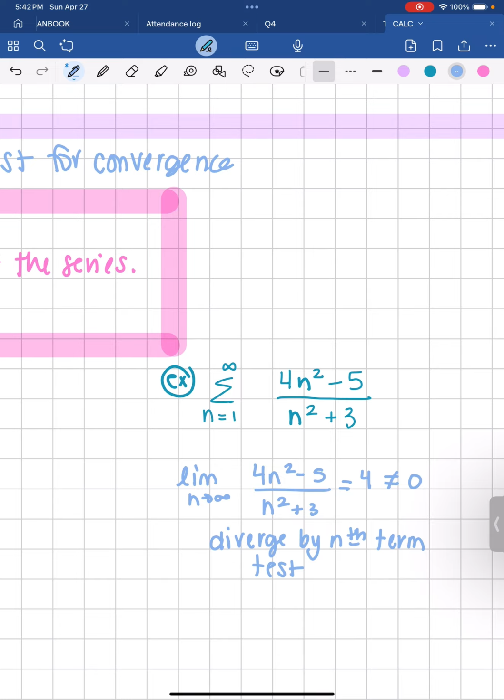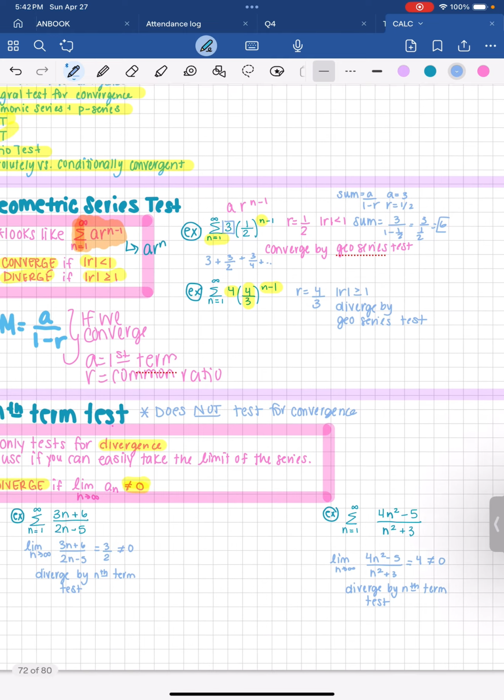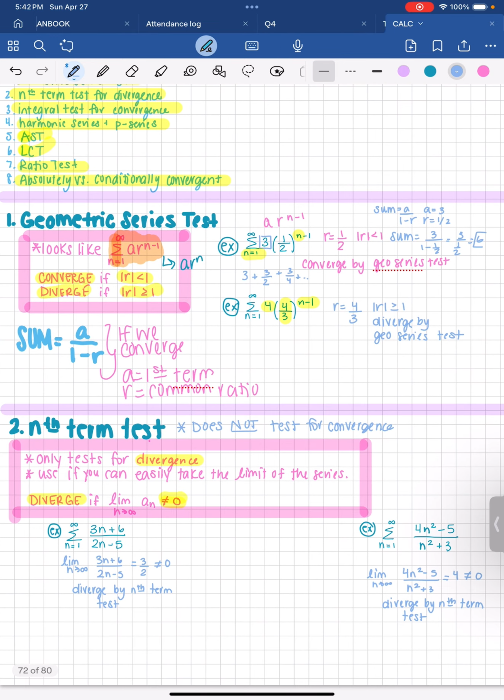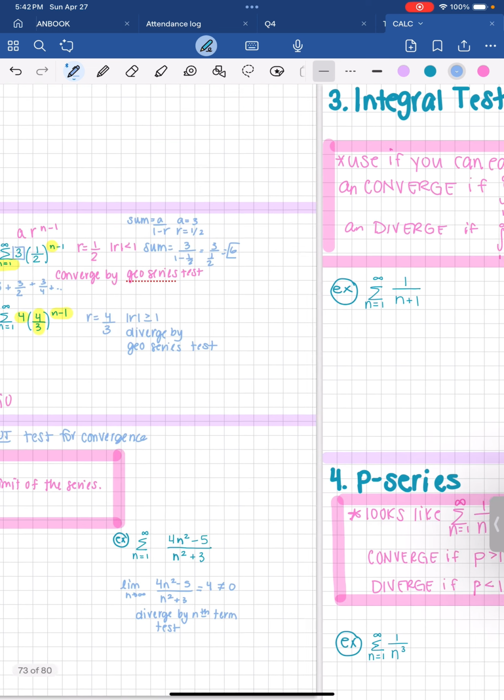Okay? So if you could take the limit, it's not equal to 0, done. Nth term test for divergence. Honestly, these tests aren't in any specific order, but I'll go through which kind of my thought process when I'm doing a series at the end. All right, what do we got next?